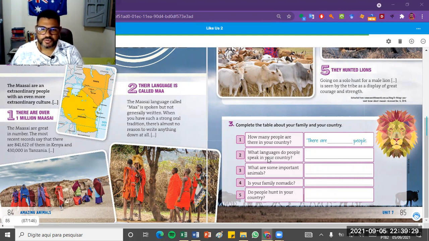What language do people speak in your country? Okay, I know it, but you need to research, you need to answer by yourself. What are some important animals here in Brazil? So you research, maybe cows, maybe chicken, maybe other ones. Is your family nomadic? Your family are nomadic or they are non-nomadic? Do people hunt in your country? Is there any population, any people in Brazil who hunt? So you write down here, all right?